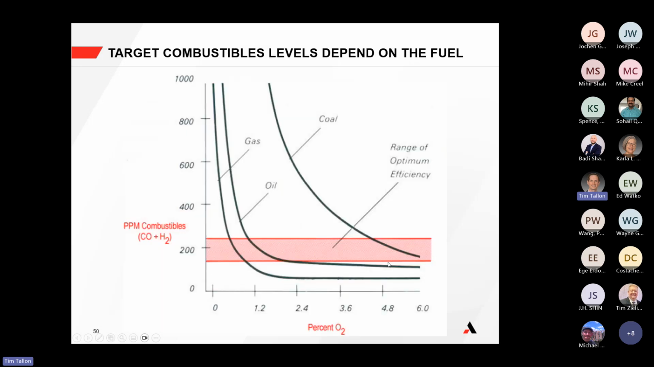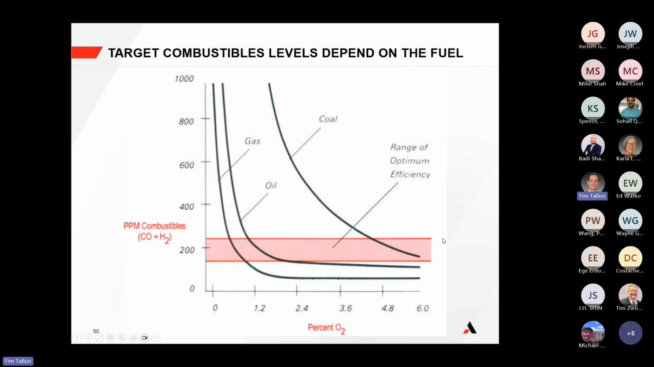So the target amount of combustibles really depends on the fuel. And in this specific diagram, you can see that natural gas might be around or lower than 1% excess oxygen. But as you start to use oil as a fuel, you might have to have a slightly higher window for optimized combustion versus coal. You need an even higher window of operation for proper monitoring of combustibles and combustible breakthrough.